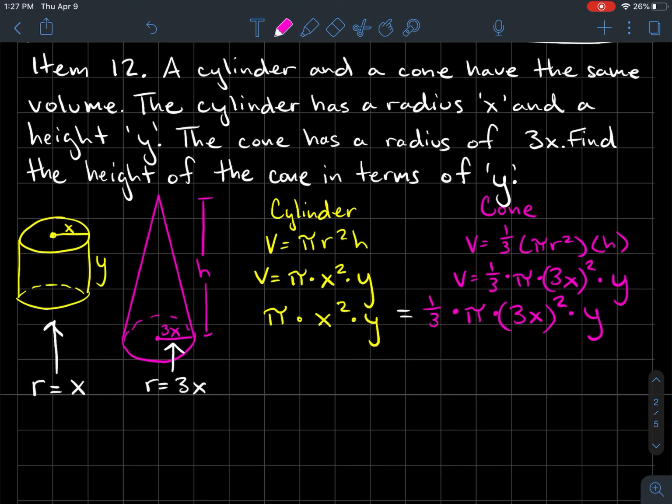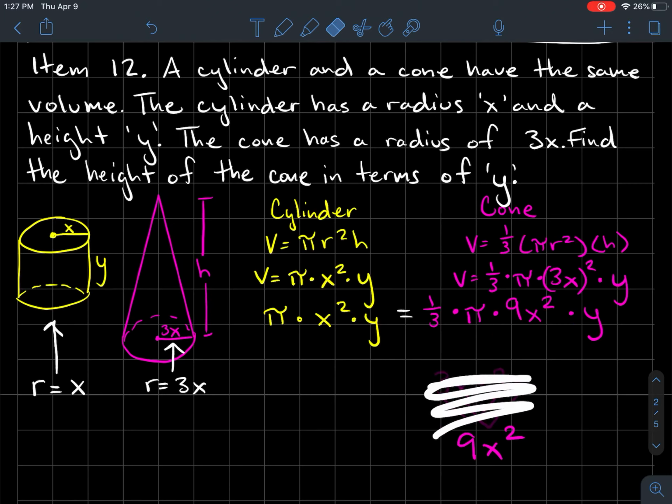Let's clean up one portion on the right-hand side, the 3x squared. That's 3x times 3x, which is what? 9 and x squared. So we're going to replace this section of 3x squared with 9x squared. Okay? So that's the only change that we're making.